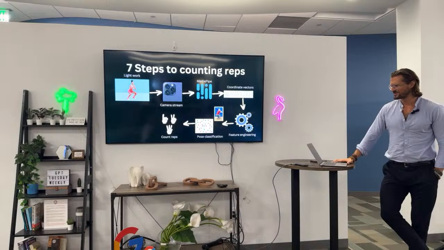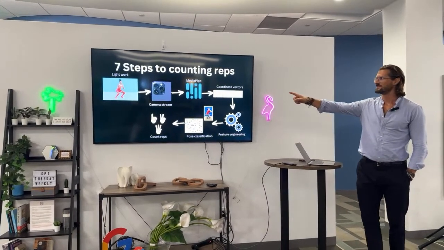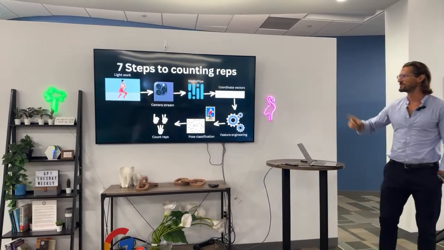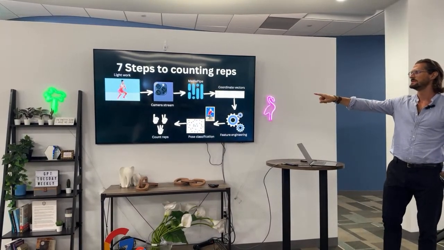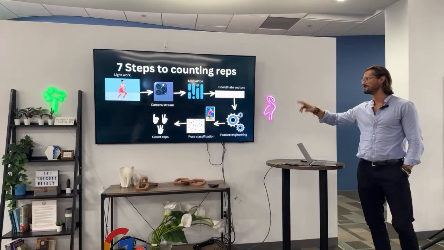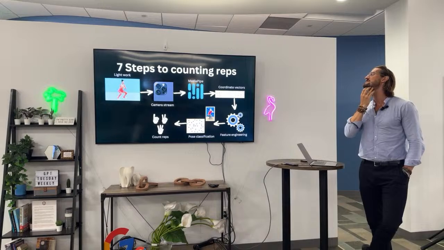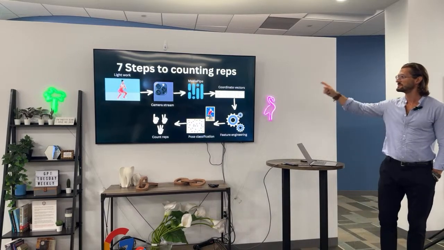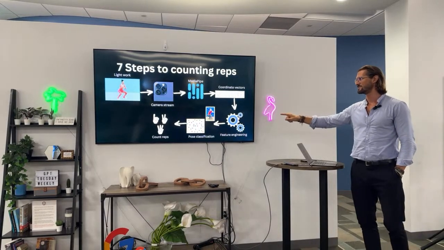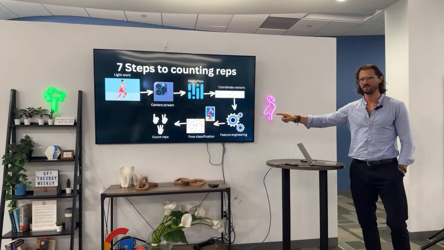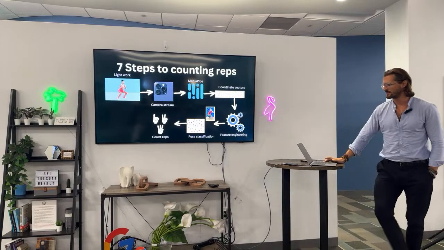So the seven steps to counting reps. You do some exercises. Your phone records a camera stream and sends it to MediaPipe, which I'm going to come to in a second. MediaPipe spits out time series of coordinate vectors. Some feature engineering is done. Classification of poses is done. Rep counting is done. So I'll go through that quickly.